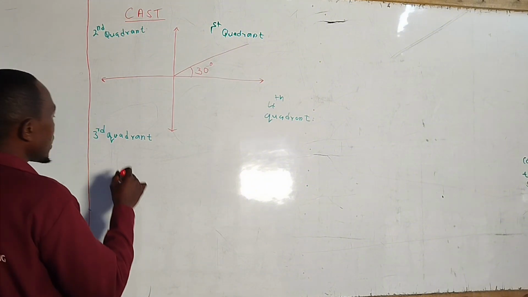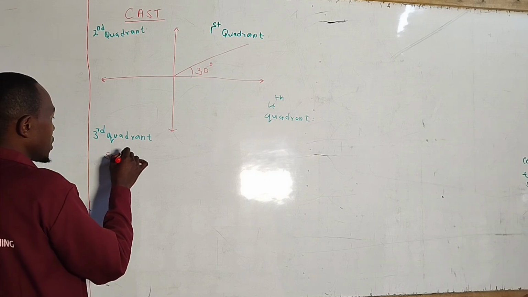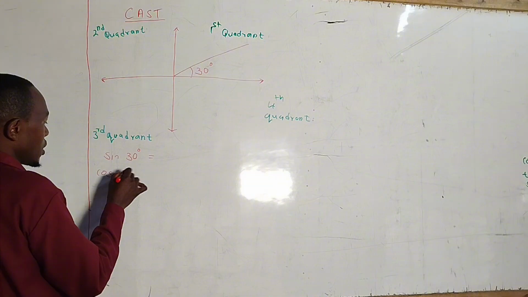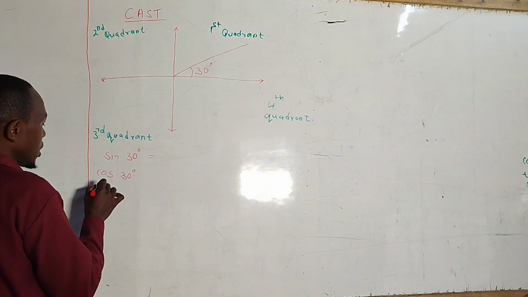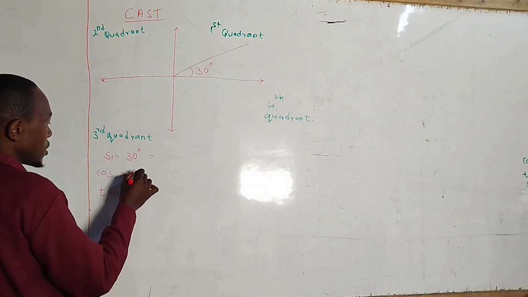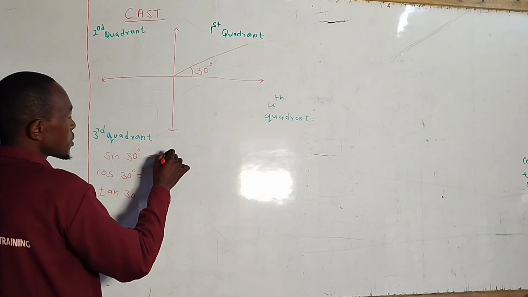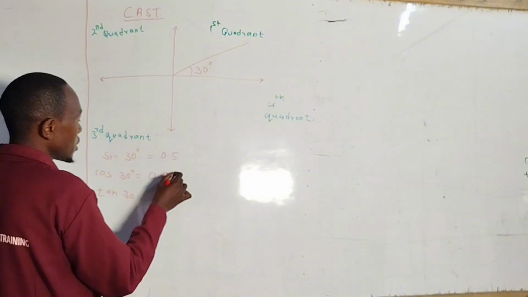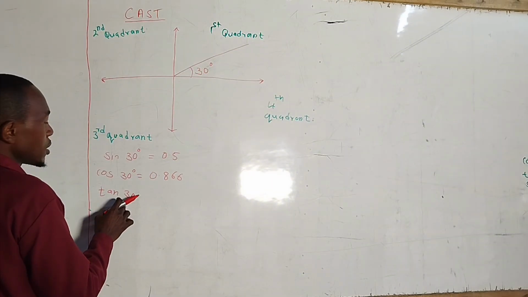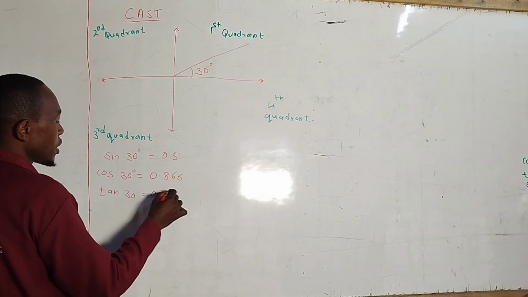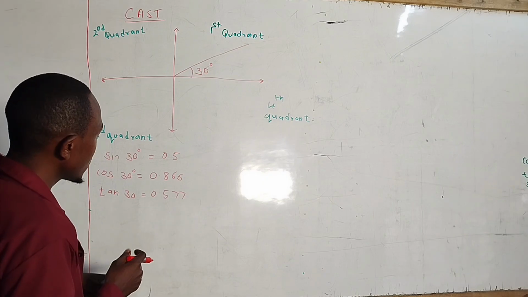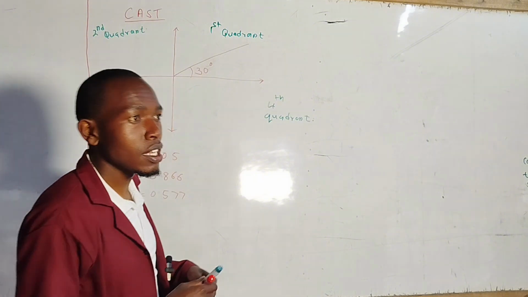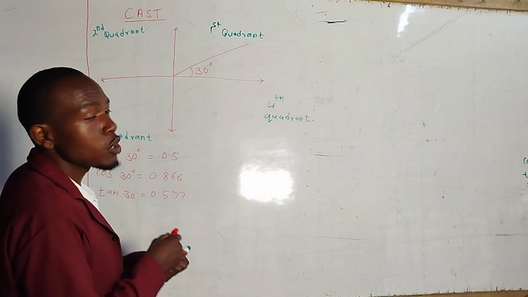So we can talk about sine 30 degrees. You can talk about cos 30 degrees. You can talk about tan 30 degrees. So sine 30 degrees is going to give me 0.5. Cos 30 degrees is going to give me 0.866. And then tan 30 degrees is going to give me 0.577.